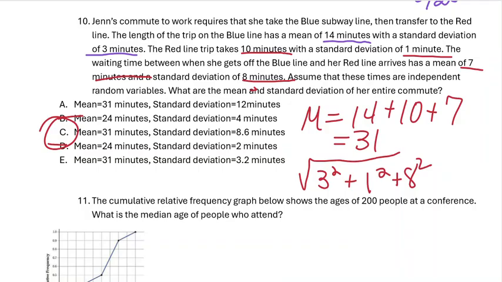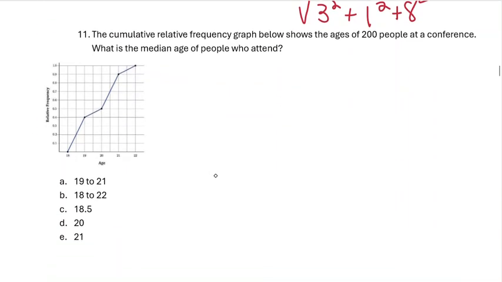Here's a cumulative relative frequency graph for number 11. And we are asked to find the median age. The median age is the 50th percentile right here. So we read across, and the age is 20.